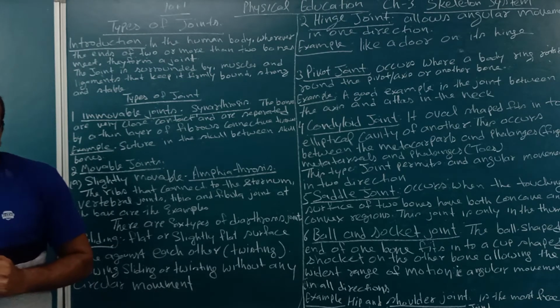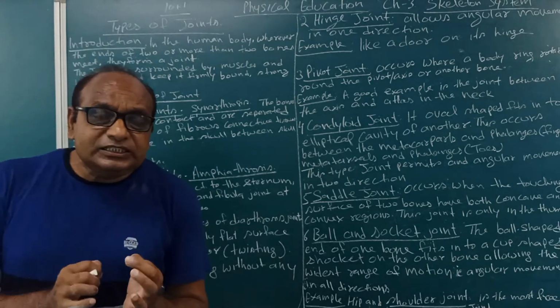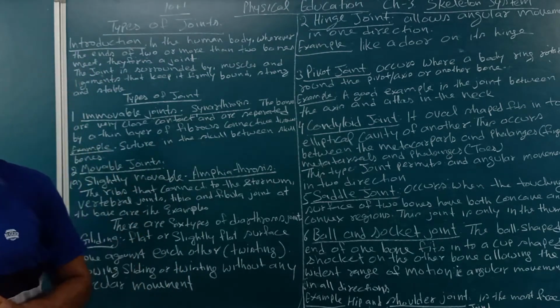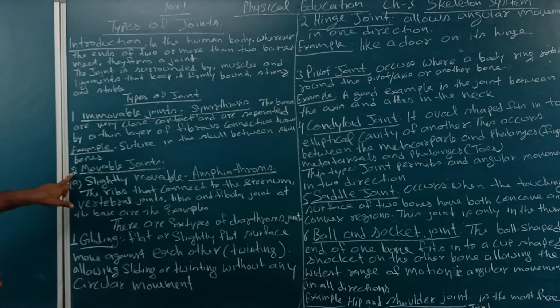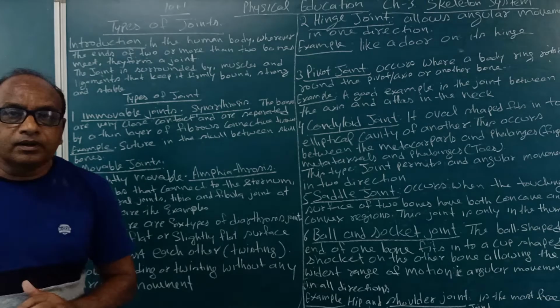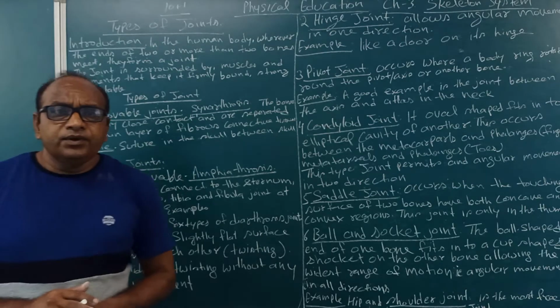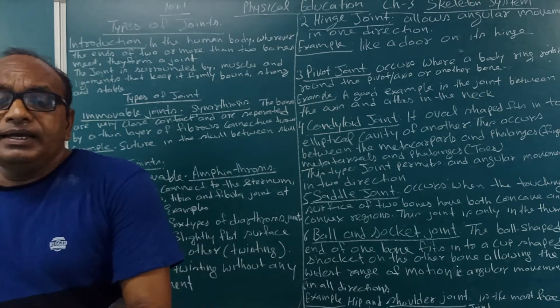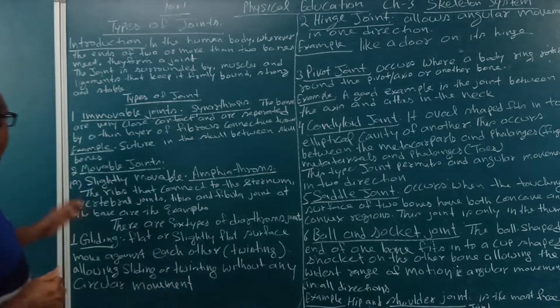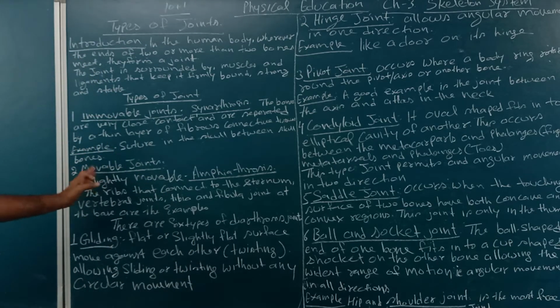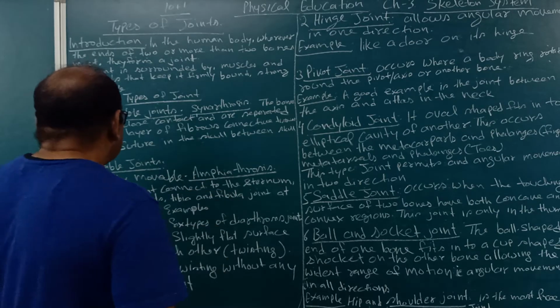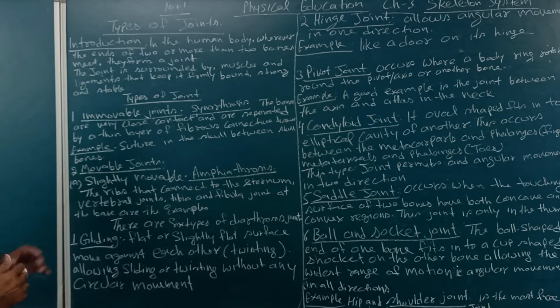Our skull bones are firmly attached with each other. They are stitched. The second type is movable joints. Because of these joints, we move freely in any direction. Here again, it is categorized in two parts: slightly movable joints and freely movable joints.